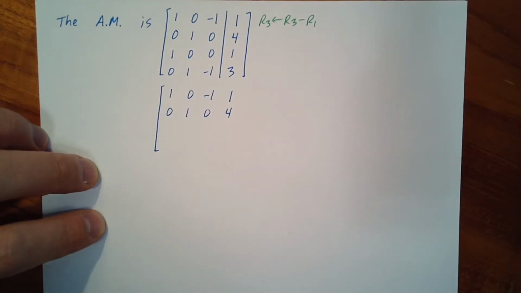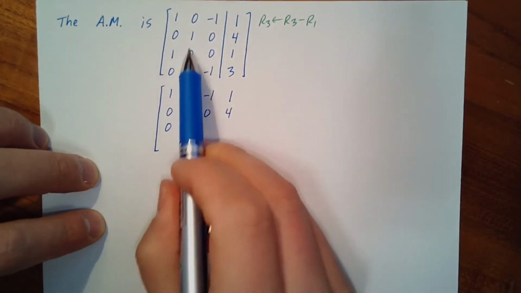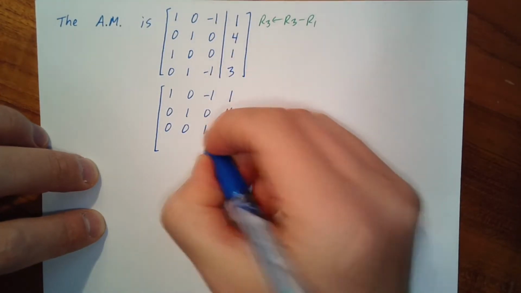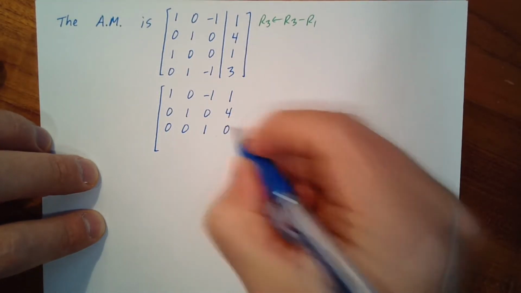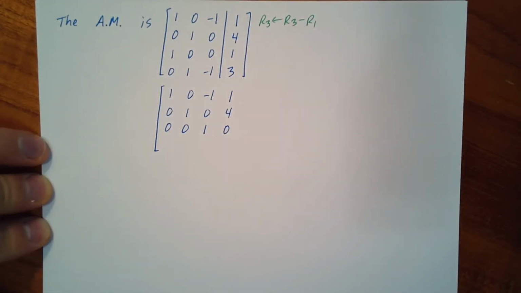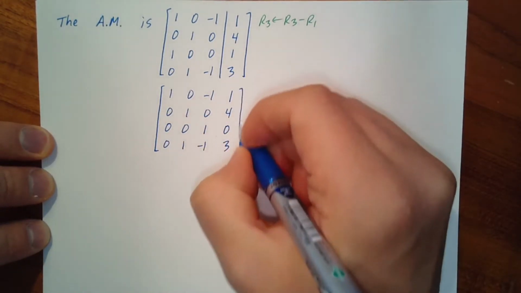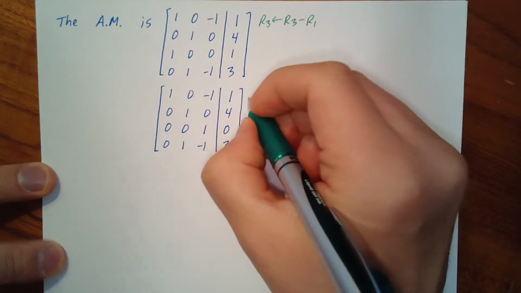Our third row is going to be, well, 1 minus 1 is 0. 0 minus 0 is 0. 0 minus -1 is +1. And then 1 minus 1 is 0. So last we'll get a 0 there for the fourth entry in that row. And then the fourth row won't change. We'll have 0, 1, -1, and 3.